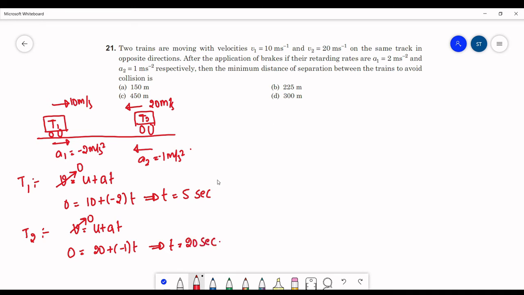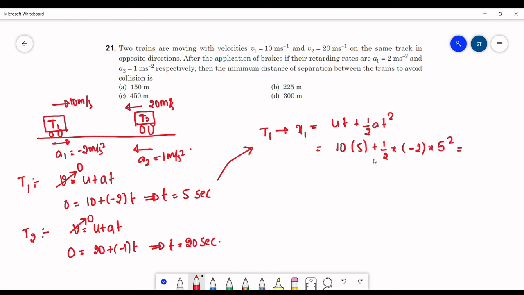So in this 5 seconds, the first train will cover a distance of, let x1 distance. This can be calculated using the formula s equals ut plus half at square. Substitute the values here. Initial velocity is 10, the time of travel is 5 plus half into acceleration minus 2 into 5 square. So this is 50 minus 25, this is 25 meters.